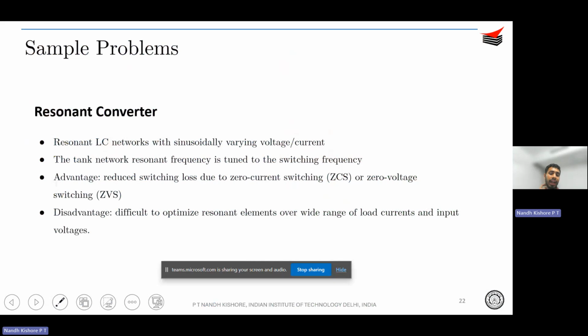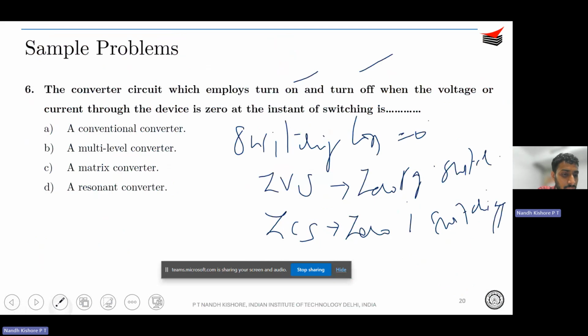The idea is that by tuning it, and I'm not going into the operation, it can give you zero current switching or zero voltage switching. So using resonant converters, you can of course achieve the objective of zero voltage turn on or zero current turn on. Basically, you are making the switching losses zero.